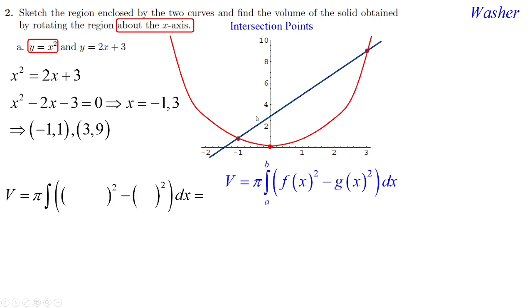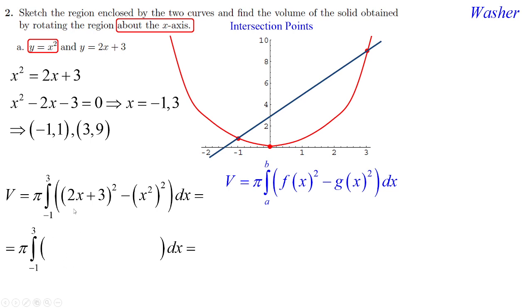So f of x, well, the upper curve is the line, so that's (2x + 3) squared. And then my upper curve right there, my lower curve will be the quadratic, which is x squared, squared. All right. And let's clean this up a little bit. Looks like we're going to do this whole one by hand maybe.